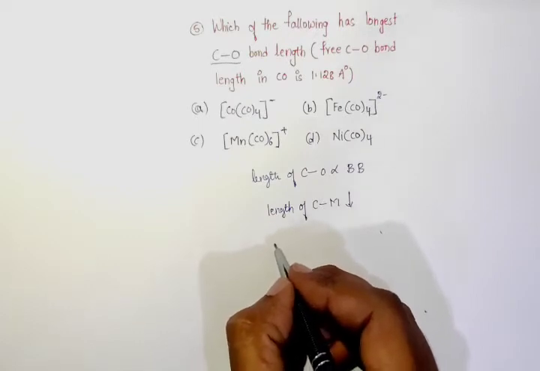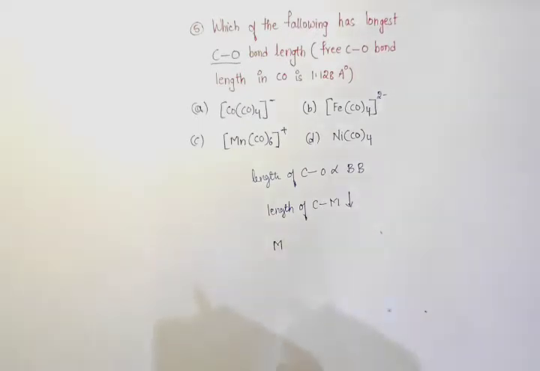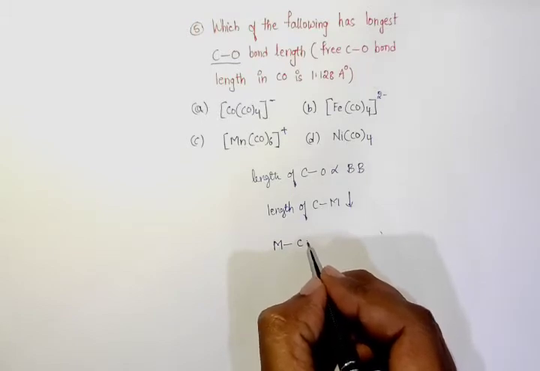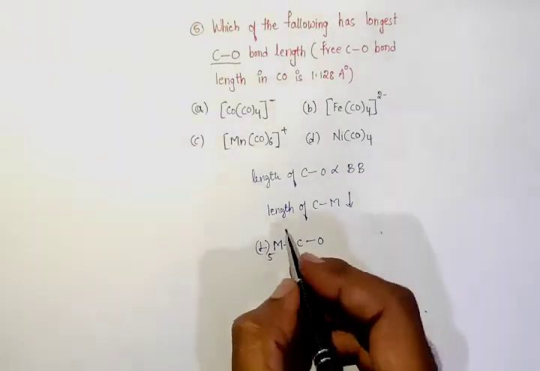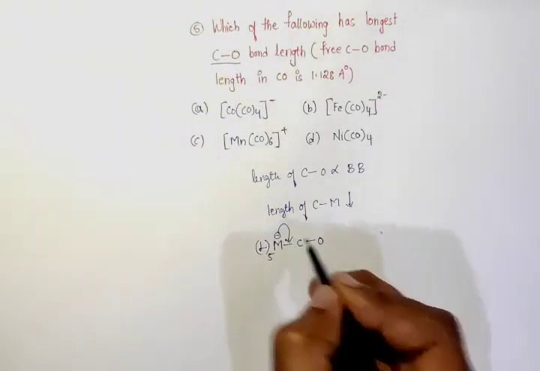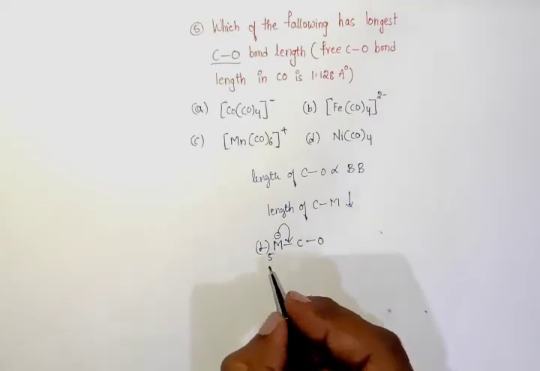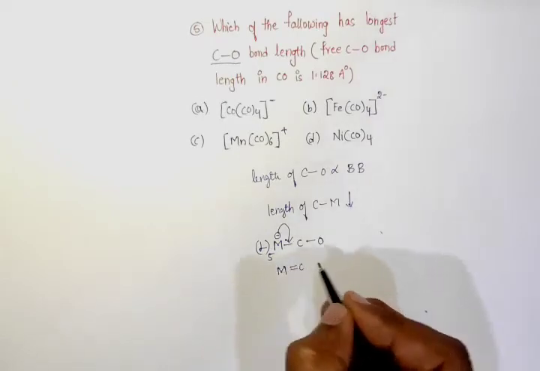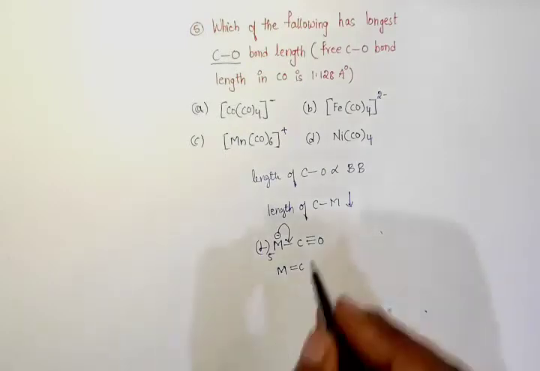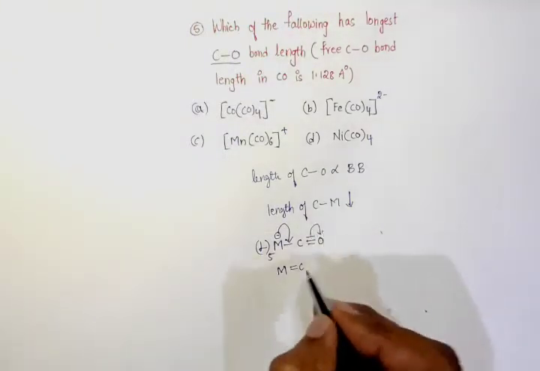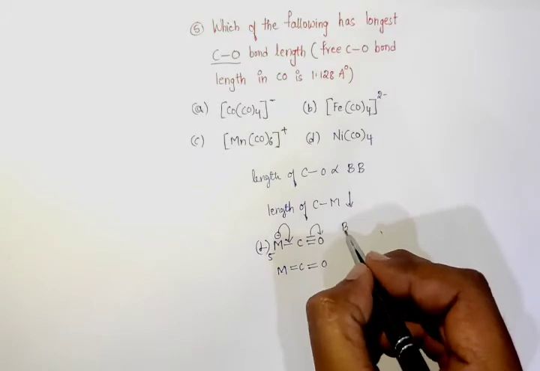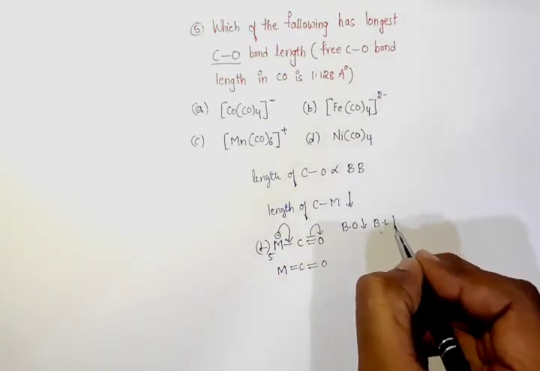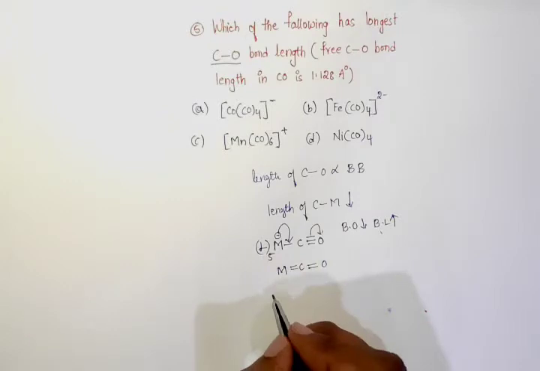I will write the structure. For example, consider any metal M bonded to CO, C triple bond O, with the remaining ligands written as such. When back bonding increases, the metal and carbon will have double bond character, and the C-O triple bond is now changing into a double bond. If bond order is decreasing, then bond length increases.